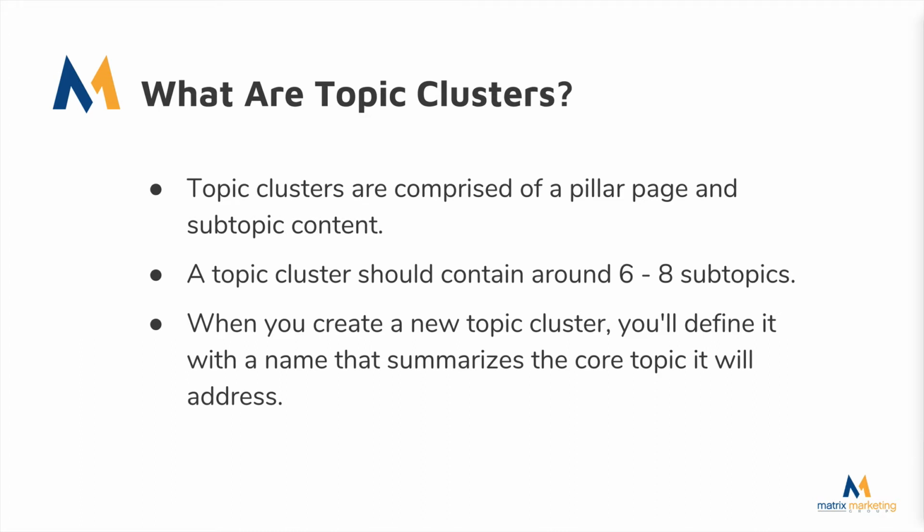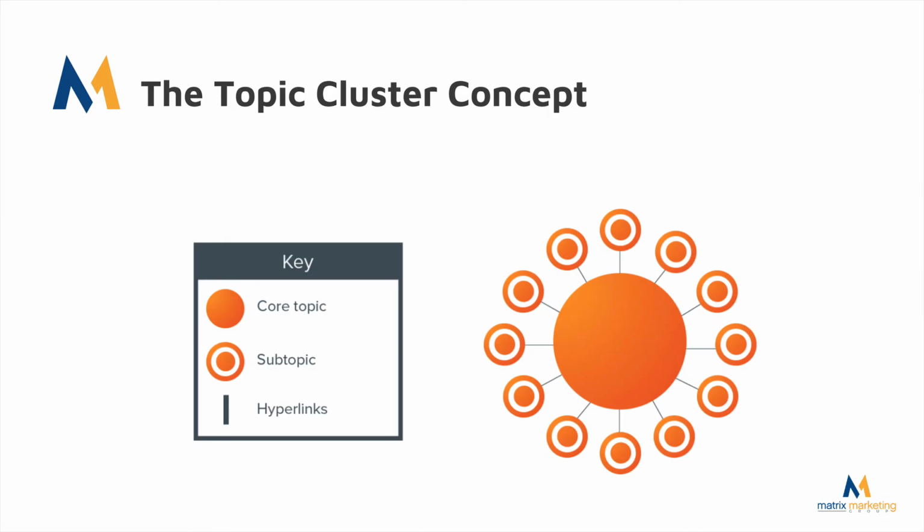If topics are how search algorithms work, we need to understand topic clusters. Now, topic clusters are made up of pillar pages and subtopic content. A topic cluster should contain around 6 to 8 subtopics. And when you create a new topic cluster, you'll define it with a name that summarizes the core topic it will address. A topic cluster starts with a main or core topic, which is also known as a pillar page.